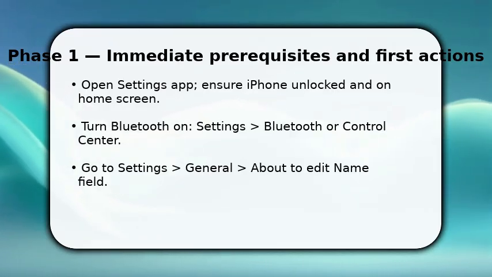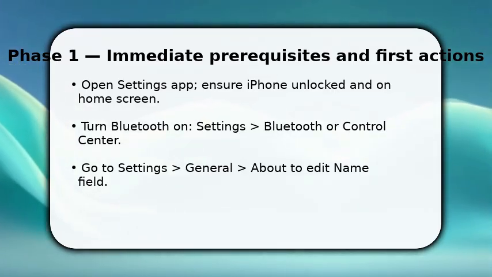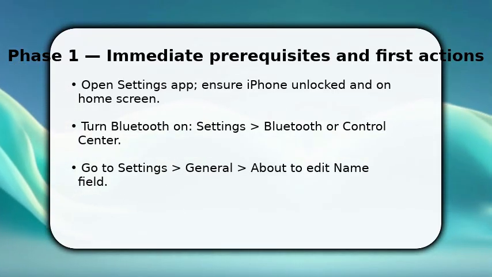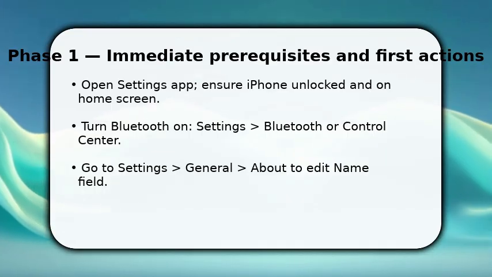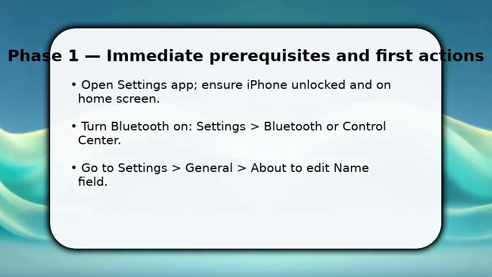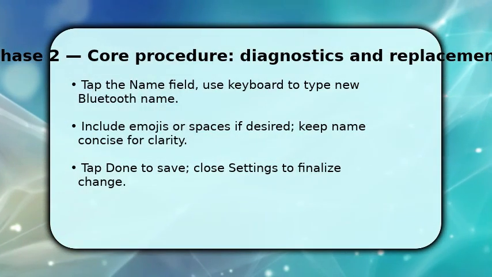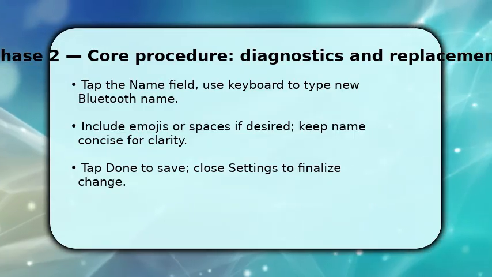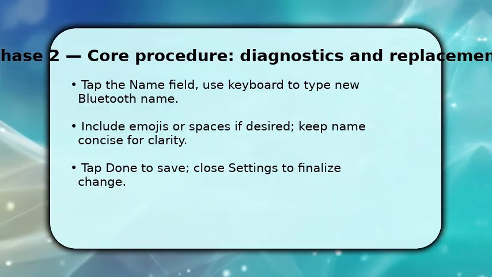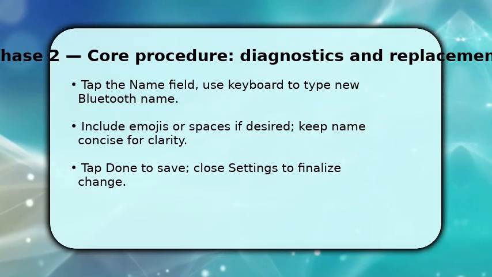This is the actual change that other devices read, so choose something clear. If you want emojis or spaces, you can add them here. They'll appear to paired devices when the phone advertises. Now edit the name field directly. Type a concise, recognizable label, for example, Alex iPhone, and you can include emoji for easy scanning.